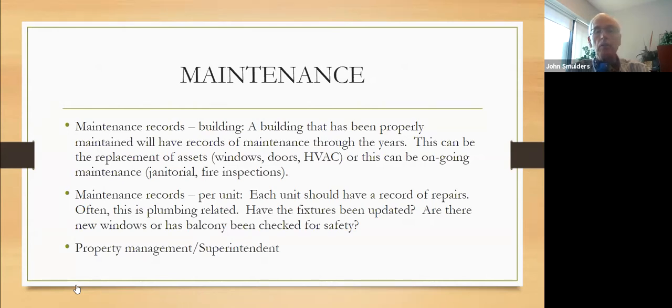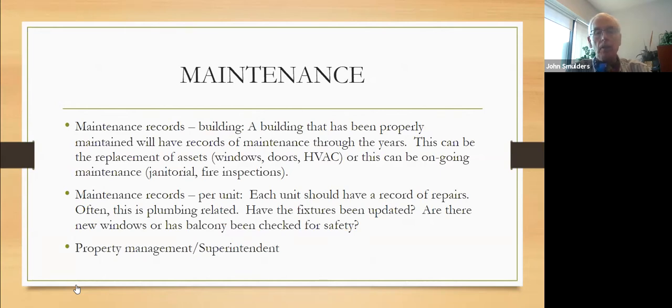So the building overall can have maintenance records, but each unit can also have maintenance records. So they should have a record of repairs. Mostly the time this is plumbing related. And, is the tap dripping? Well, who's paying for the water? Well, often the landlord pays for the water in a huge building. There aren't separate meters. I mean, sometimes in condos there are separate meters, of course, but not always. And who's taking care of this stuff? There has to be proper maintenance.